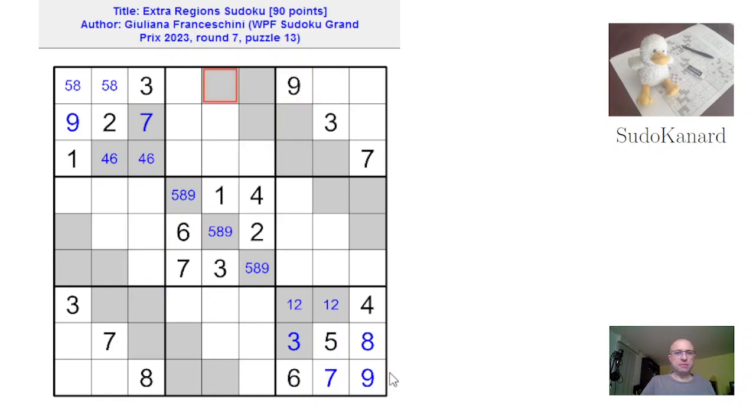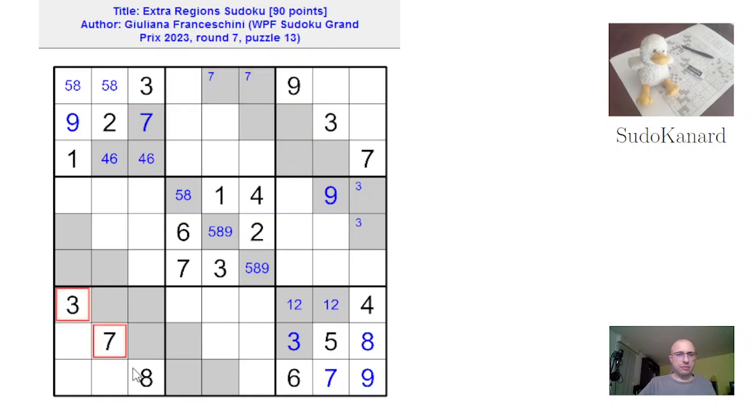Now let's move on to this extra region. We know that 9 is nowhere here. It's not in here. It's not in here, so it will be here in this extra region. Let's see about digit 3. It's not in here. It's not here. It's not here. So it will be somewhere here. What about 7? 7 is not here. It's not here. It's not here, so it will be somewhere here.